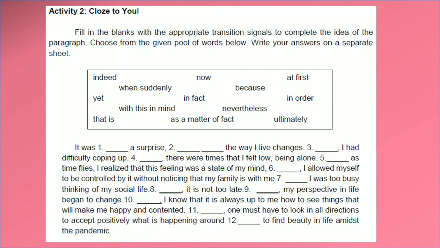So ito yung mga transition signals. Ngayon, isulat nyo sila sa blanks na-provide na. So sa papel nyo lang sila isulat. So do not copy the whole paragraph. You just need to answer number 1, number 2, and what is the transition signal that is the answer for number 1, and so on and so forth.